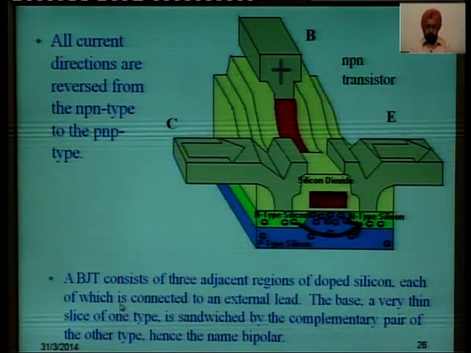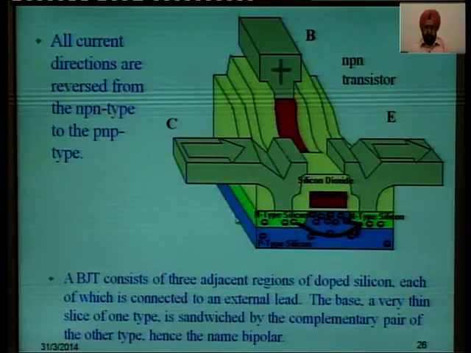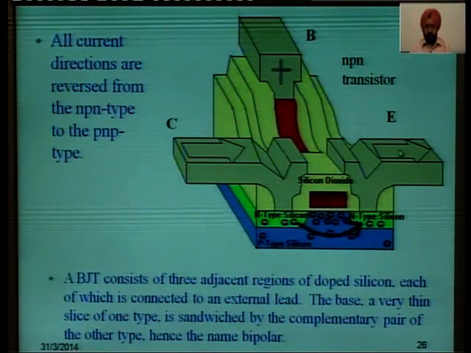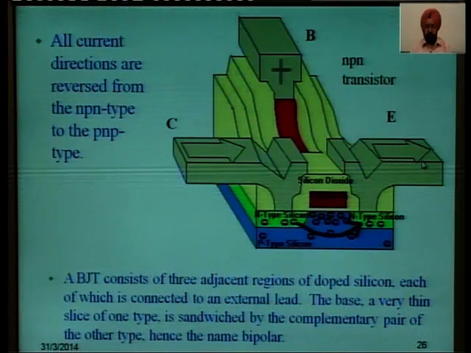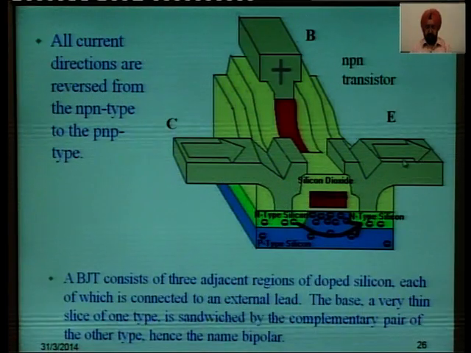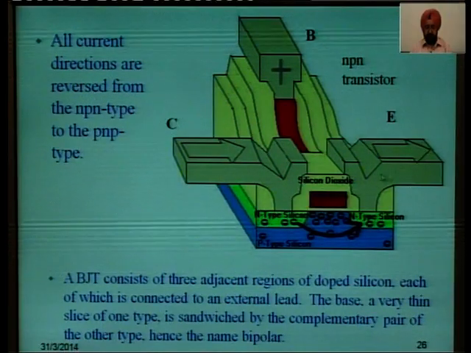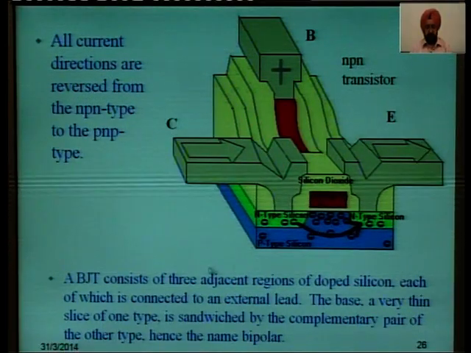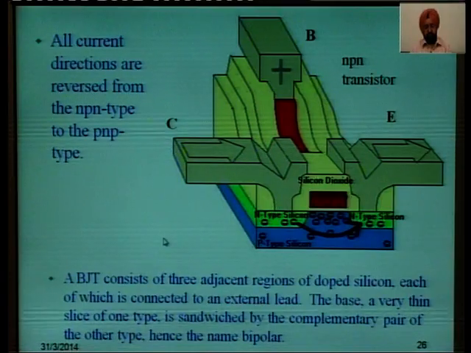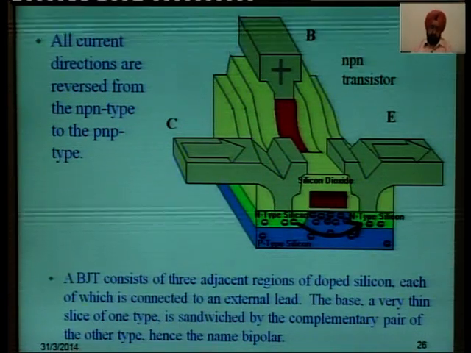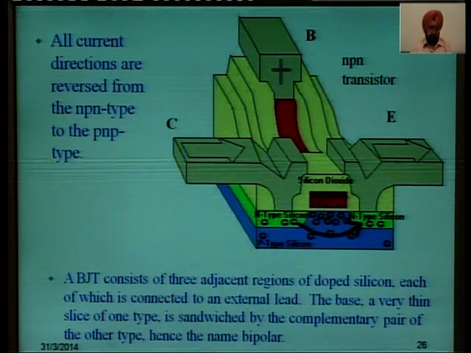Now, as you see in the picture, this bipolar junction transistor consists of 3 adjacent regions of doped silicon, and each of these is connected to an external lead. The base is a very thin slice of one type which is sandwiched by the complementary pair of the other type, hence the name bipolar.